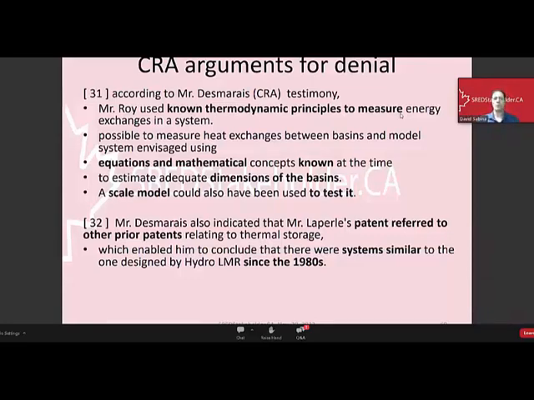Okay? The CRA, in this case, Mr. Demeray, also referred to Mr. Raprole's patent and said that within that patent, not only did the patent lay out some issues, but there were other patents cited which had similar systems available since the 1980s. Okay? So that's a good point.